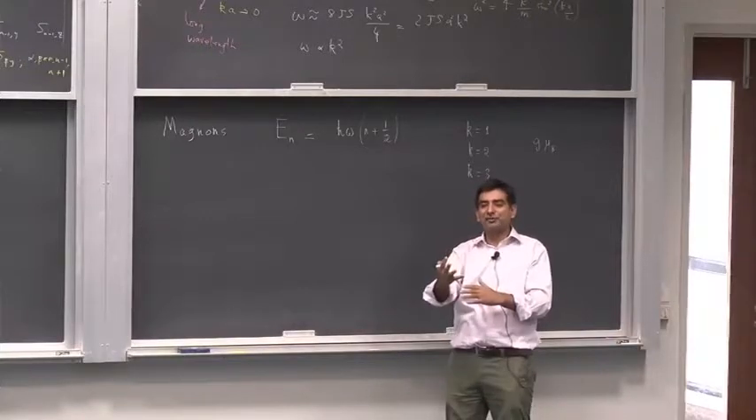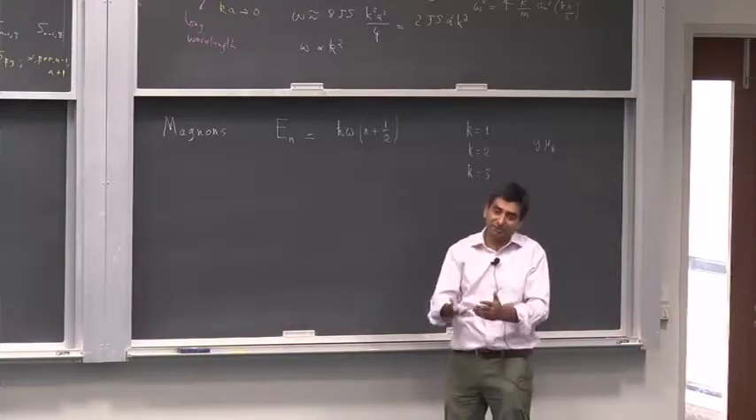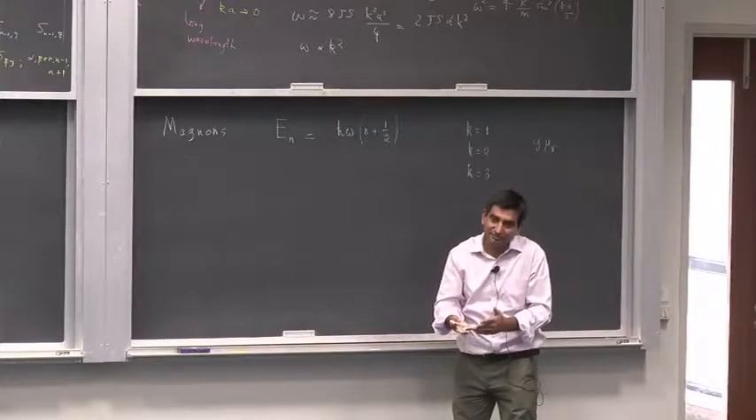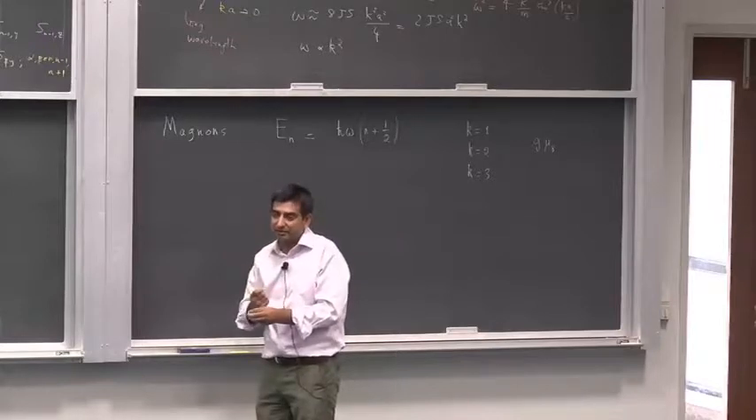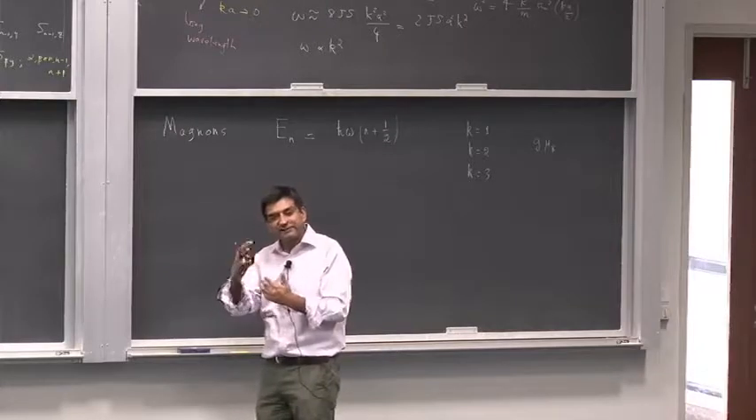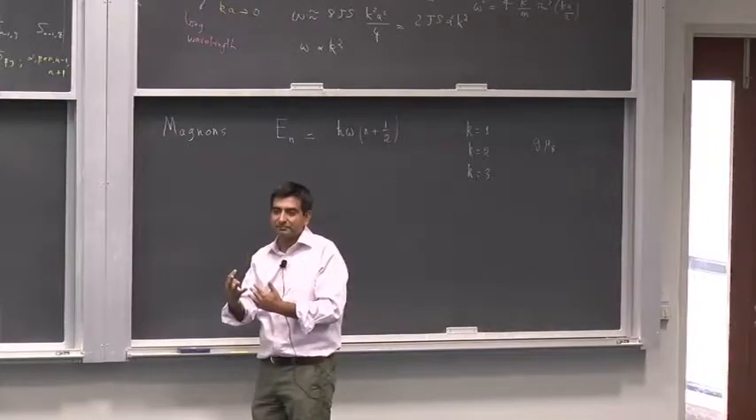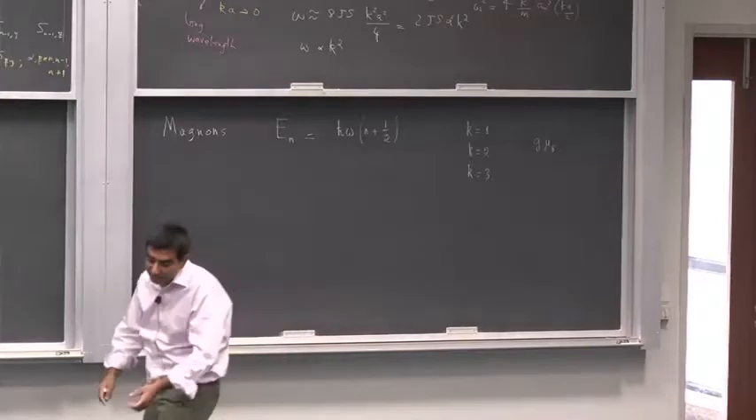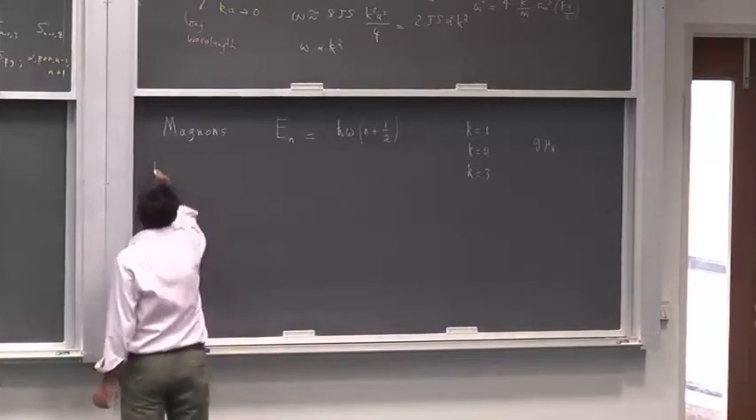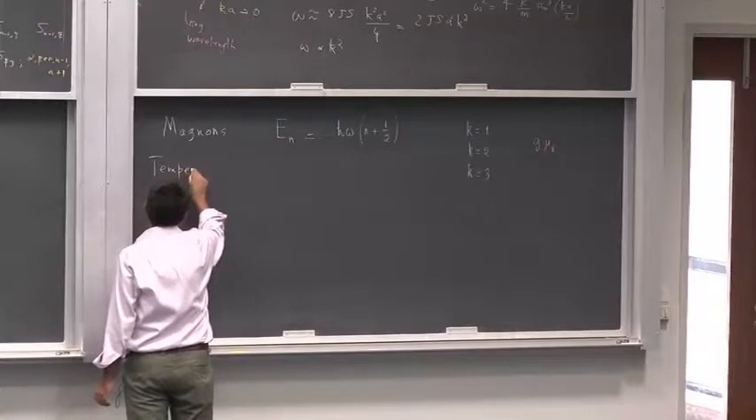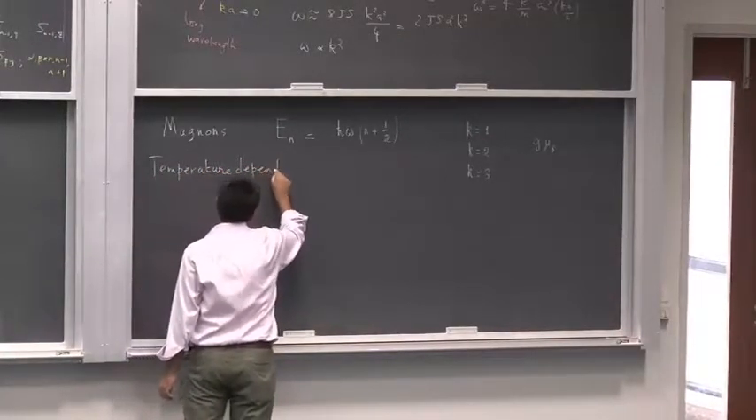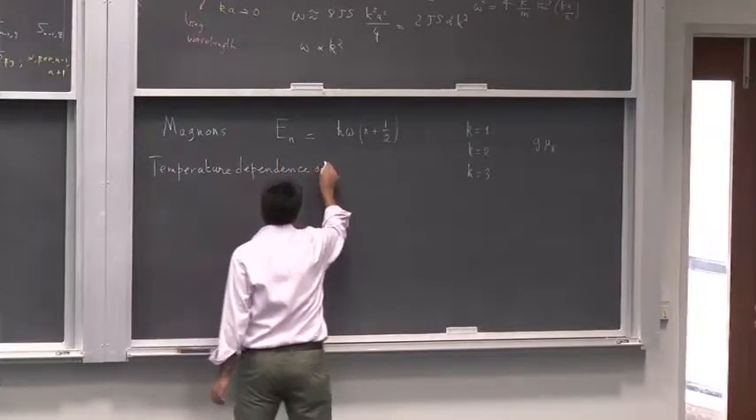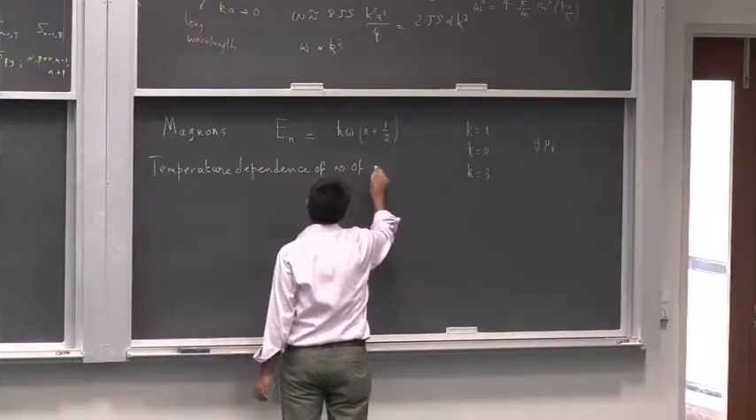Now how can more magnons be excited? They can be excited through temperature. Okay, so let's find out the dependence of the number of magnons on the temperature. The number of magnons tells us the level of excitation of the system, the energy of the system. So now what we would like to find out is the temperature dependence of the number of magnons that are excited.